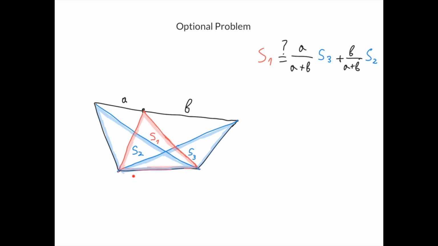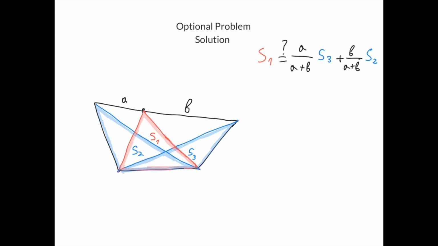All of them have base this side of the quadrilateral. One of them has the third vertex here, the second has the third vertex here, and the third has the third vertex here. So this would be the first triangle, this would be the second triangle, and this would be the third triangle. They have areas S1, S2, and S3 respectively, and we need to prove this equation that S1 equals A divided by A plus B times S3 plus B divided by B plus A times S2.